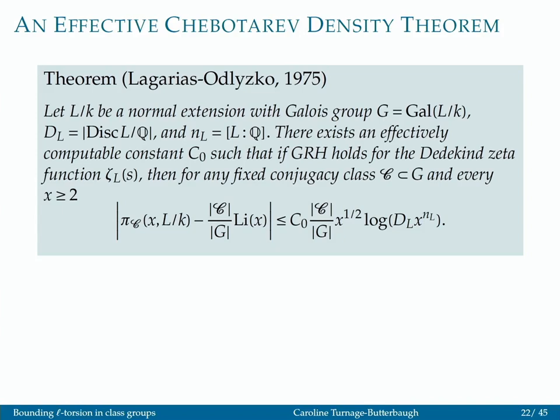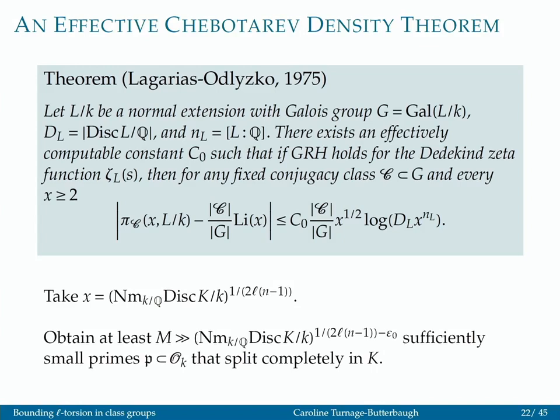All right, so the effective Chebotarev density theorem that is necessary to prove this sort of result, we can take the following due to Lagarias and Odlyzko. Let's look at the setup. We have a normal extension of number fields with Galois group G. Capital D_L will be the absolute discriminant of L, and n_L will be just the degree of the extension. Lagarias and Odlyzko proved that there exists an effectively computable constant C0, such that if you assume the generalized Riemann hypothesis for the Dedekind zeta function zeta_L, then no matter what conjugacy class you want, you can get the following error term in your Chebotarev density theorem.